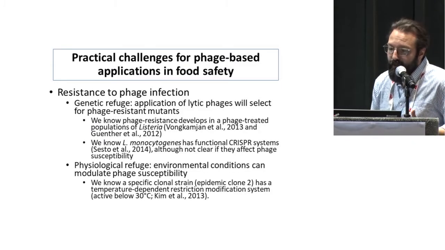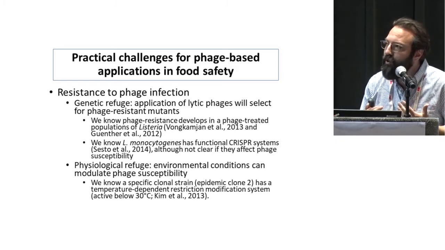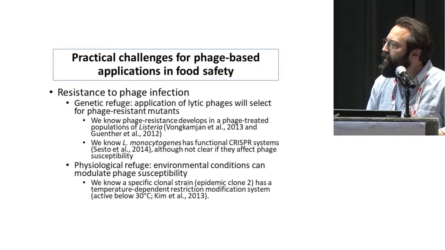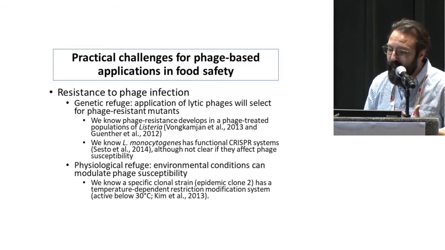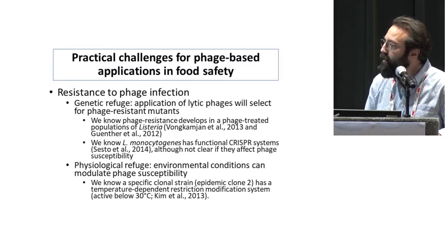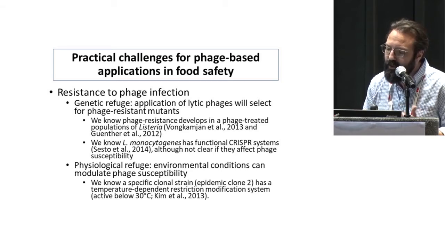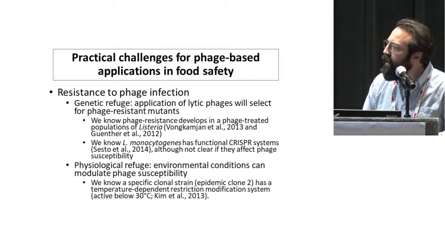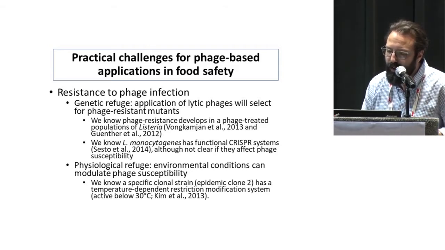So that gets to some of the challenges with using phage to control pathogens in foods. We know that bacteria are going to develop resistance if they're exposed to lytic phages. That's just the name of the evolutionary game. We also know that Listeria monocytogenes has a functional CRISPR system. It's not clear whether or not that CRISPR system is used to prevent phage infection, but it's there. We also know that physiological conditions can modulate the way the cells work and change how susceptible they are to phage infection.